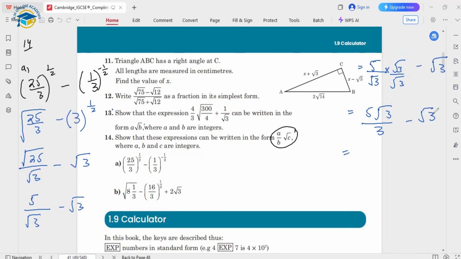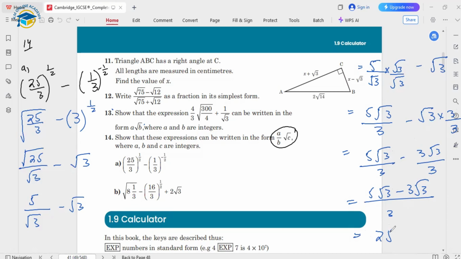Now we will go on by making the denominator similar. So you will multiply and divide by 3 as well, so that in this way you will have a similar denominator like this. Now we can easily go on with subtraction. We have 5 square root 3 negative 3 square root 3 in the numerator. So 5 negative 3 will be 2 square root 3 over 3.